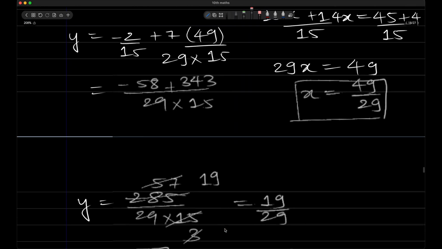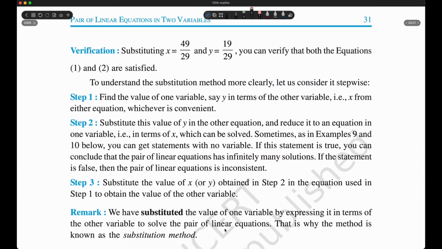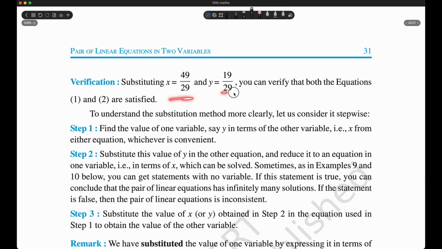Then they have verified by putting the values of x and y. We can also verify in any of the equations that the value we have got is correct or not.